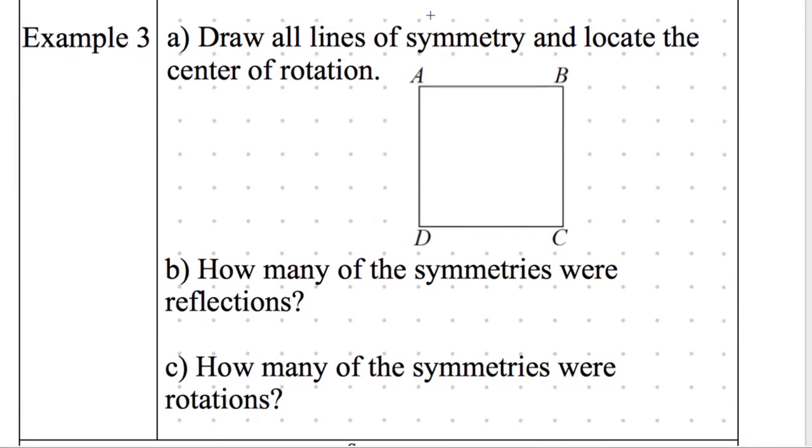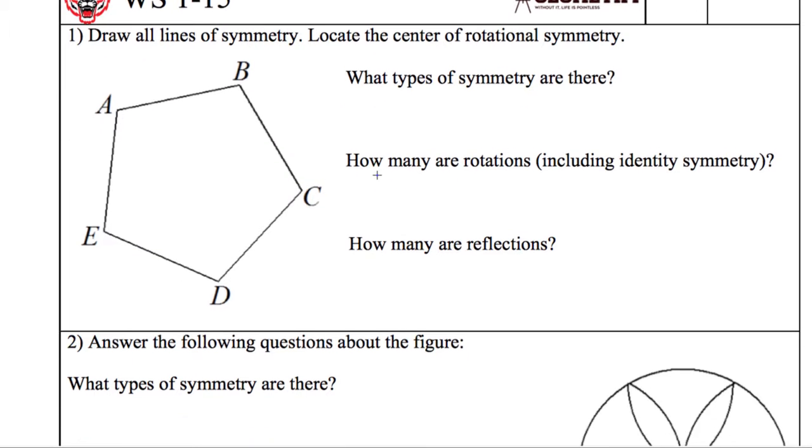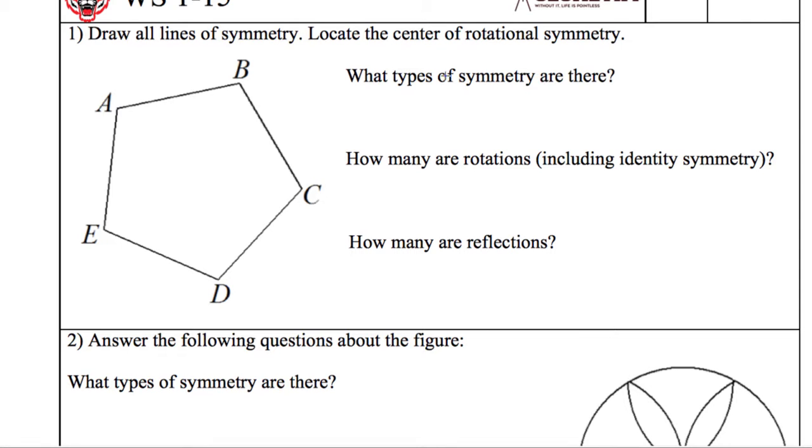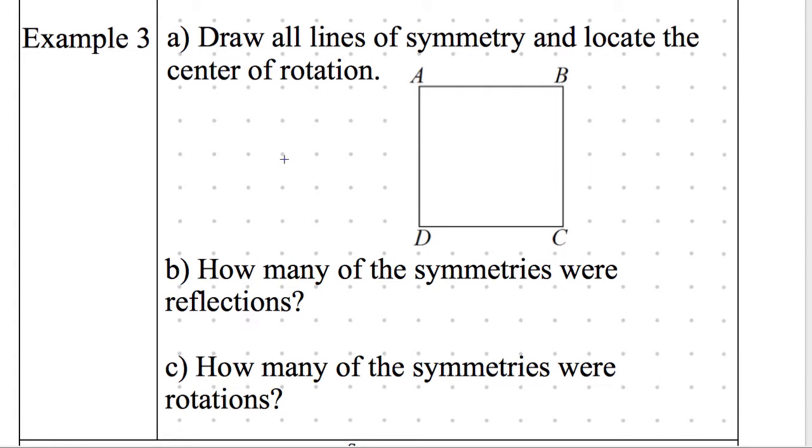So in the homework, I'll show you the homework right now. In the homework, it asks for what types of symmetries are there. Every single answer will at least include the identity symmetry because the identity symmetry is in all things.